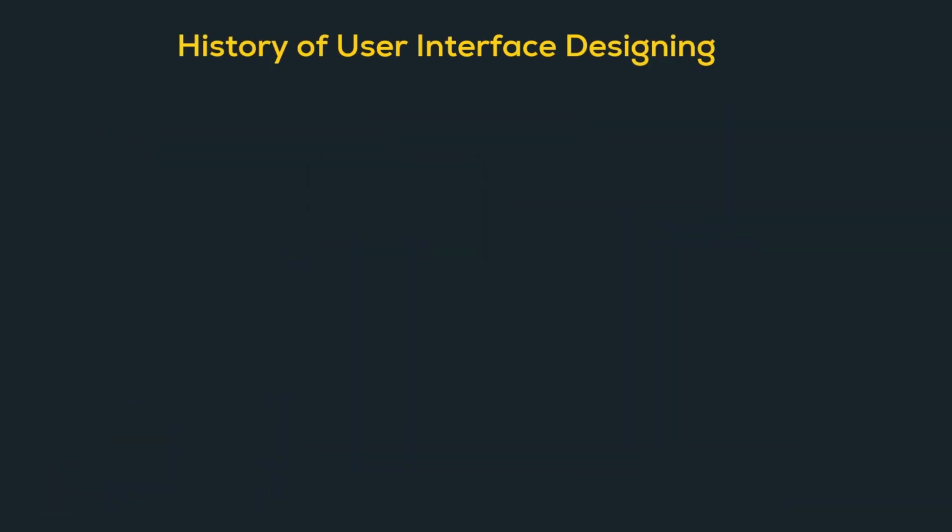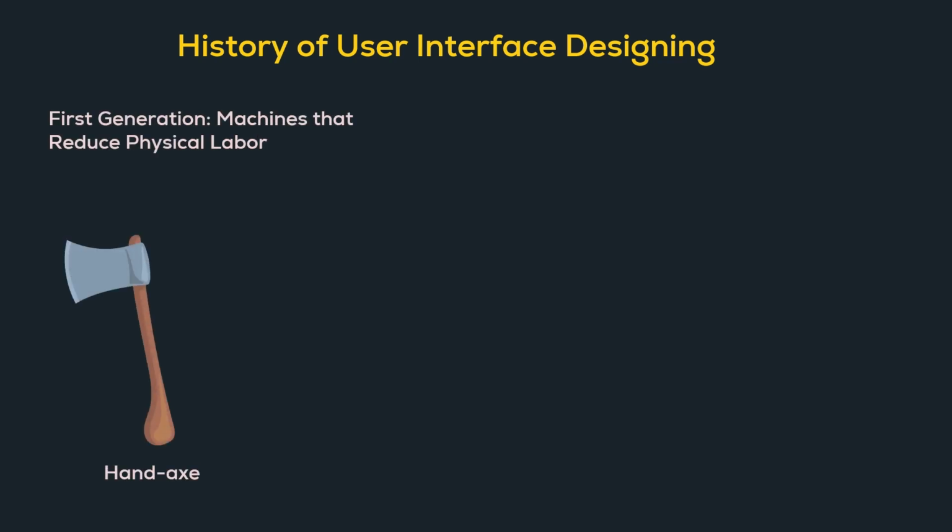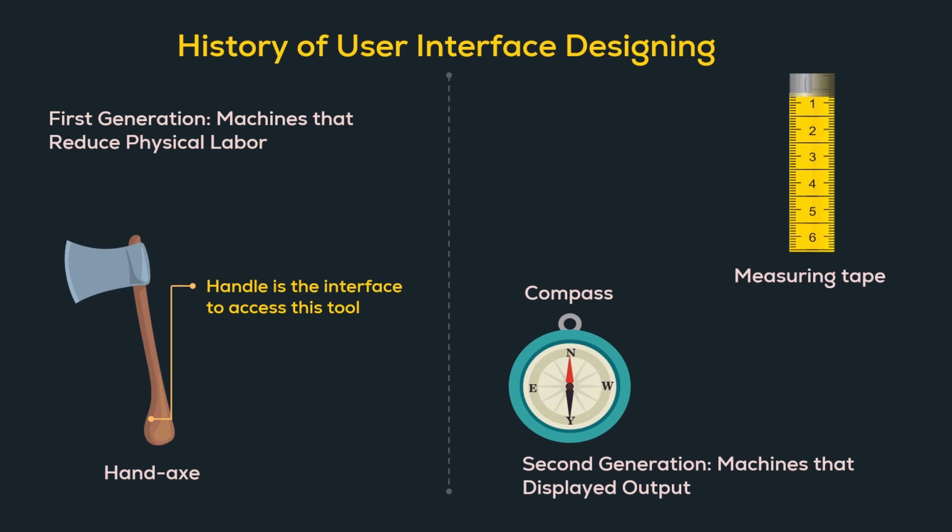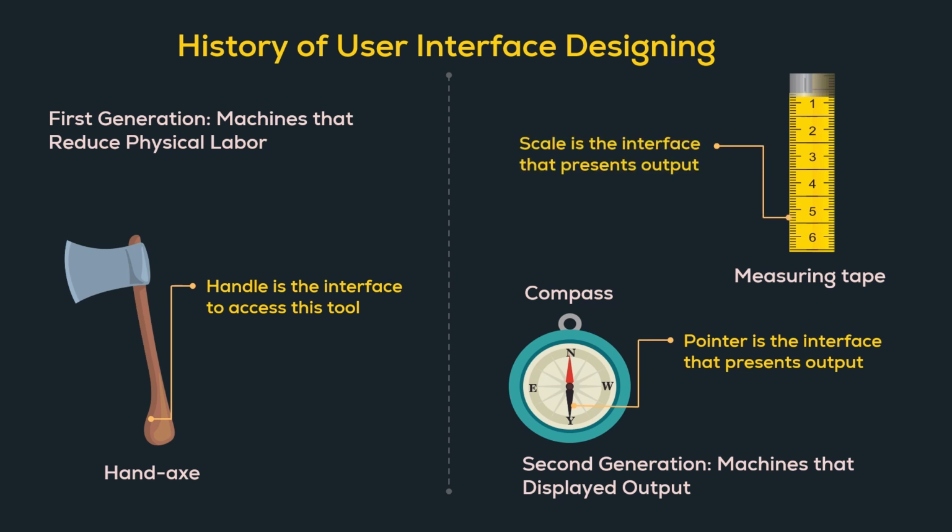Now let us understand how these machines and interfaces have evolved to meet our human needs. The first generation machines are the ones that reduce the physical labor, for example a hand axe. The handle of the axe acts as an interface to access this tool. Then came the second generation machines that displayed output, for example, a compass that shows us the direction and a measuring tape to measure length. Here, the pointer and the scale act as the interface to access these devices.